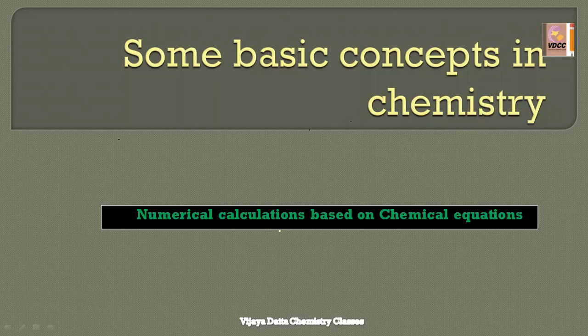This is Purnima ma'am. Today we are going to learn numerical calculations based on chemical equations. So let us see what are those numerical calculations in the chemical equation. When we are seeing one chemical equation or one chemical reaction, that chemical reaction gives some information. Calculations based on chemical equations are known as stoichiometric calculations. So whatever we are doing now, those are said to be stoichiometric calculations.